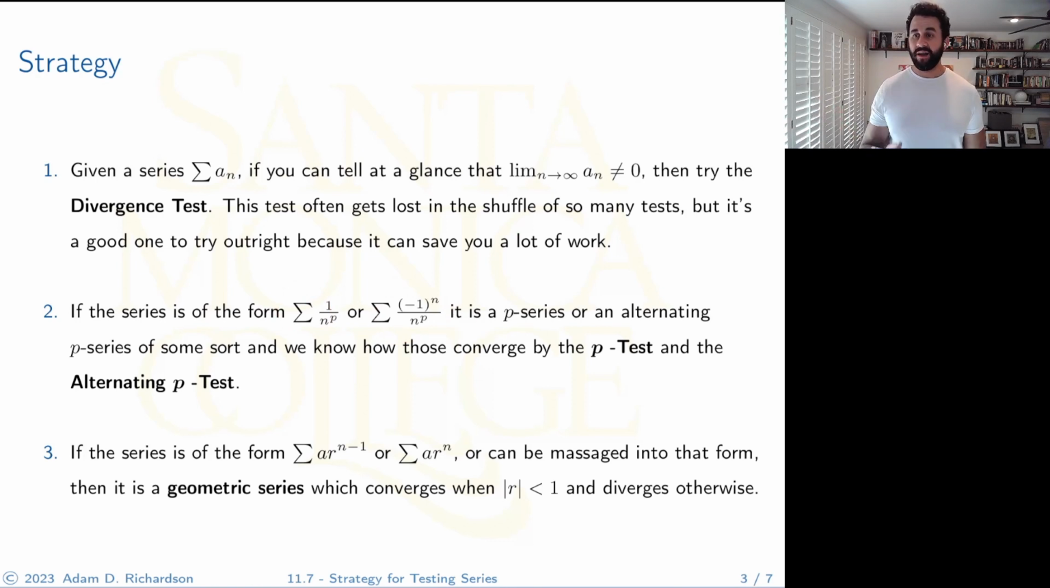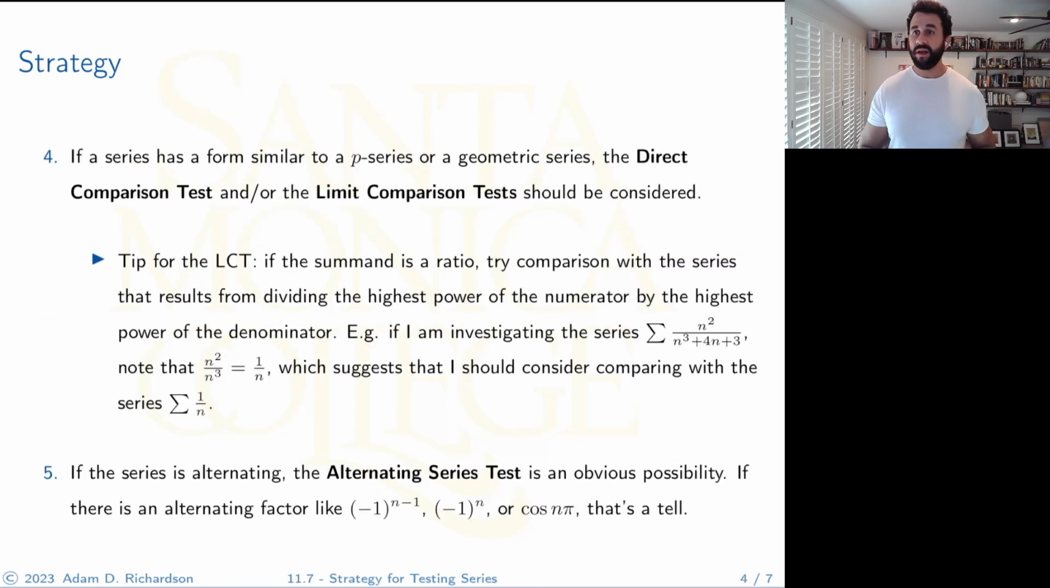That's a good tip. If your series has this basic structure, meaning if it looks like a geometric series or if it can be massaged into the structure of a geometric series, then use the results about geometric series that we got back in section 11.2 or 11.3. If you can get it into that form, then you can use those results. If a series has a form that's similar to a p-series or a geometric series, but not exactly that type, then the direct comparison test or the limit comparison test should be considered.